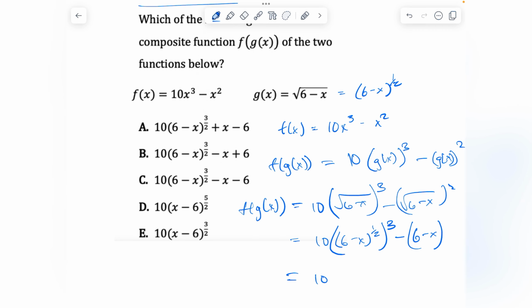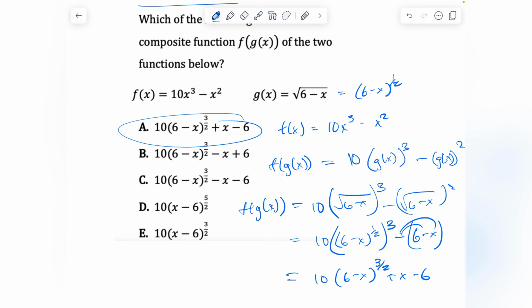Now, okay, you have 3 to the half. That's just going to give you, when you have an exponent to an exponent, you just multiply the two exponents together. 6 minus x to the 3 over 2 minus 6 plus x, aka plus 6 minus x, which is what the answer options kind of say. Okay, this is your answer.